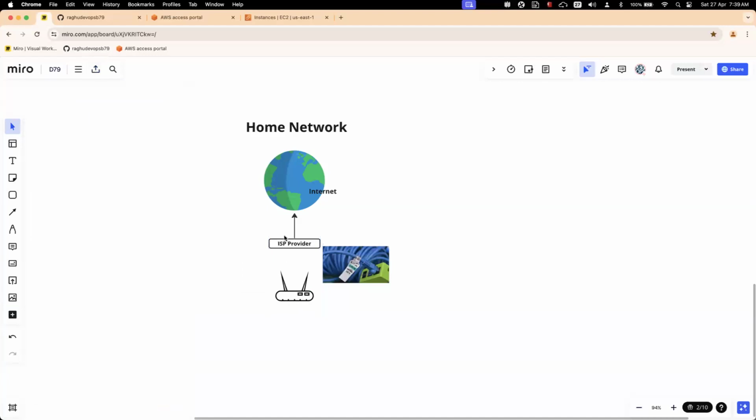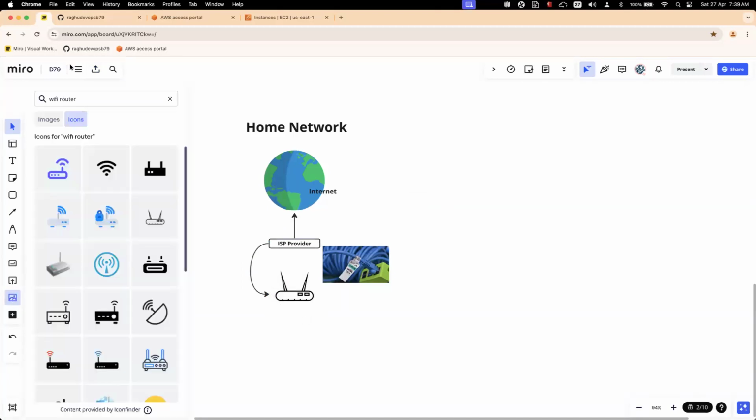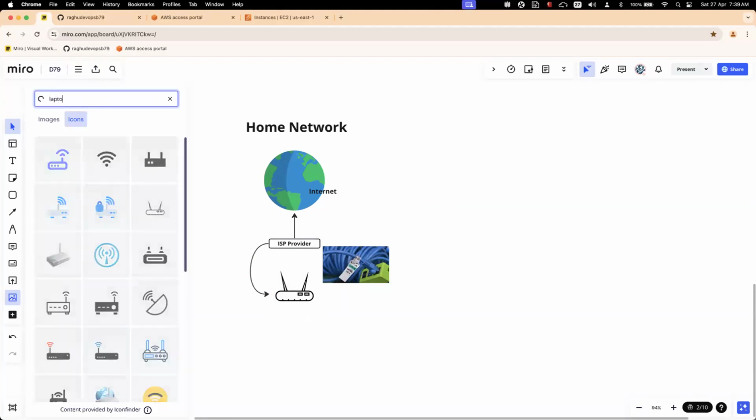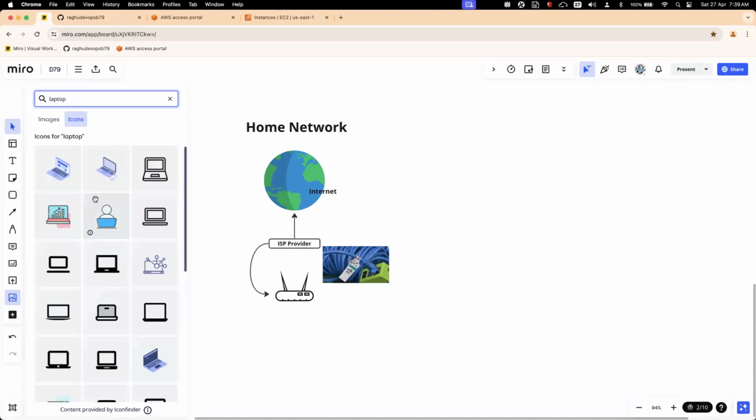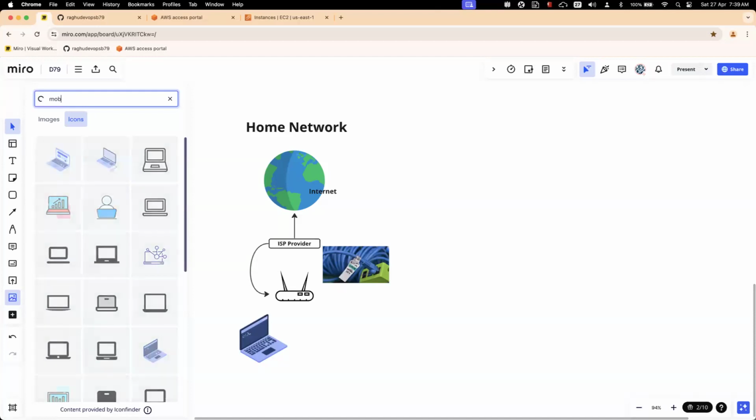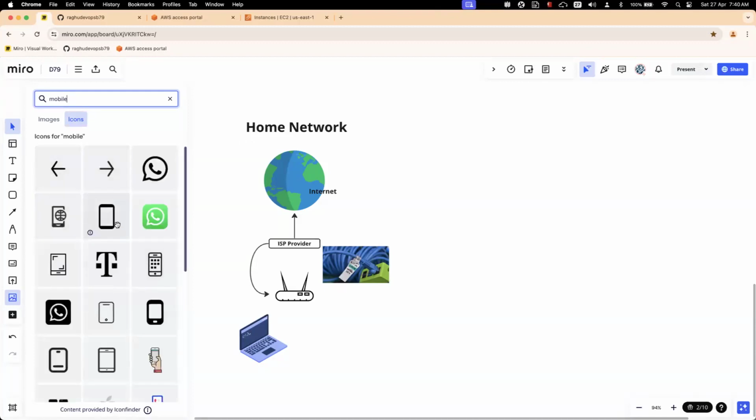So he will bring in the cable and put it to this device. After this, you're going to have your laptop, mobile, all those particular things, and you're going to connect them from here. You connect your laptop, you connect your mobile, maybe a TV. All those things you connect to this particular Wi-Fi router.